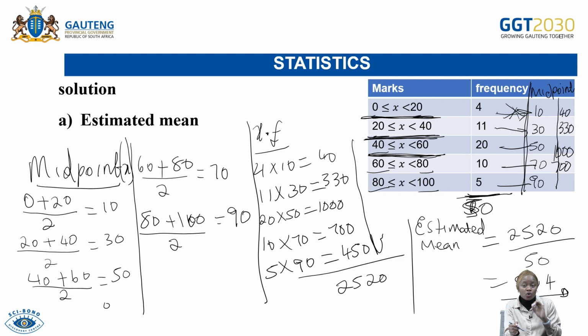And then those values that you got, you need to multiply them with the frequency. So the answer that you got when you were finding the midpoint, you multiply it with the frequency. The value that you got here, you multiply with the frequency. Again, you multiply with the frequency. Then after multiplying with the frequency, you need to add everything that you got. Then you divide that by the total of the frequency, then you'll get your estimated mean. It's easy, I know.